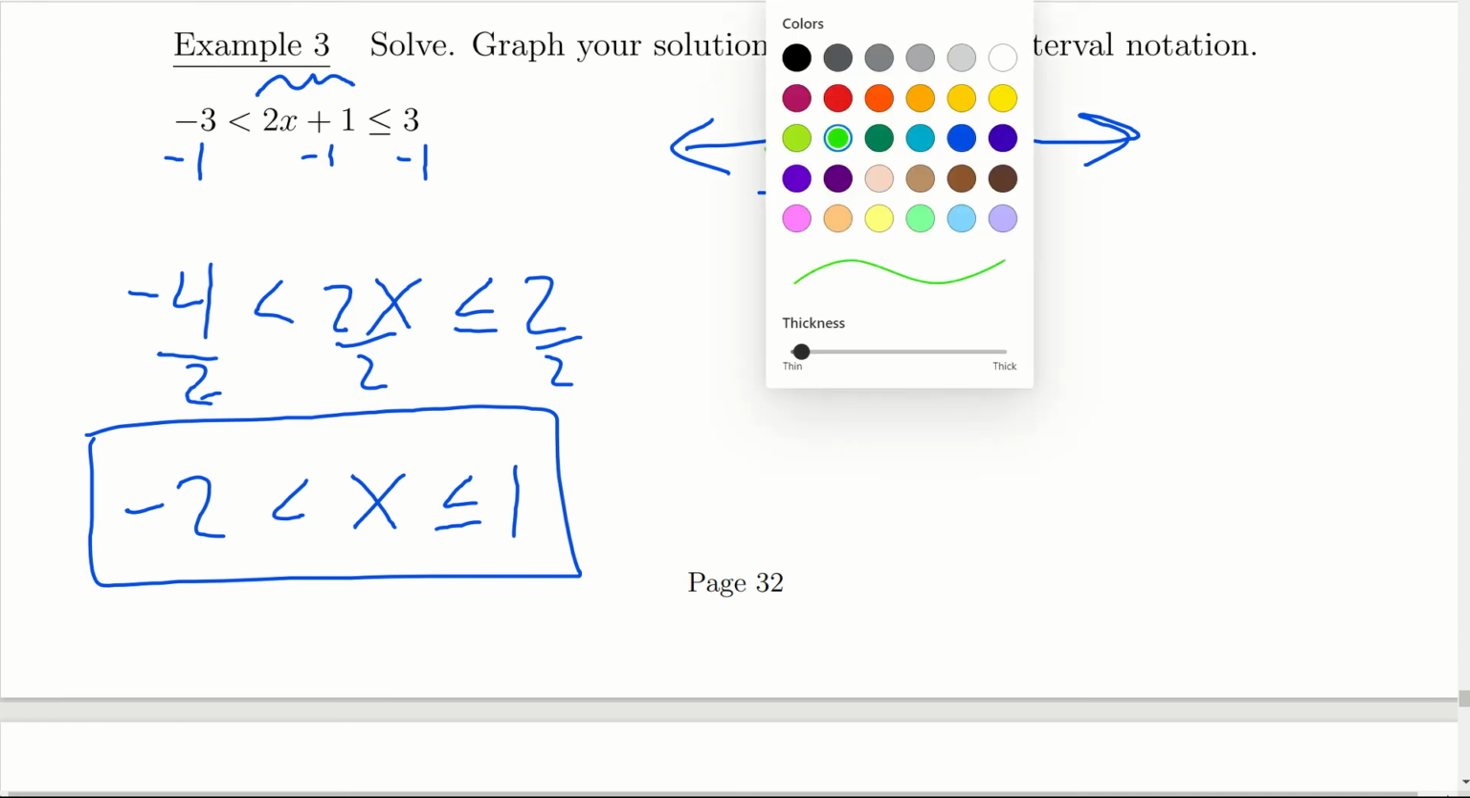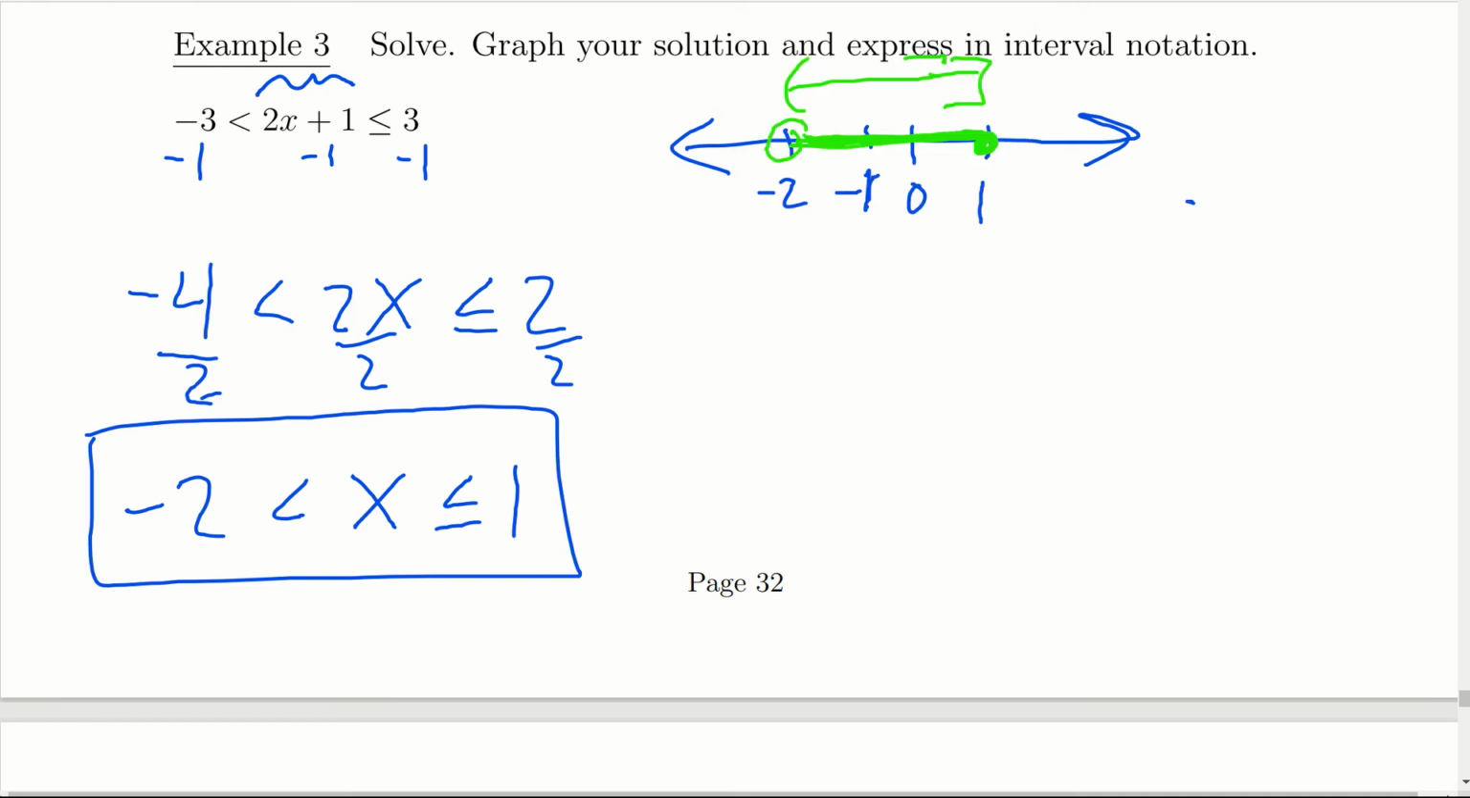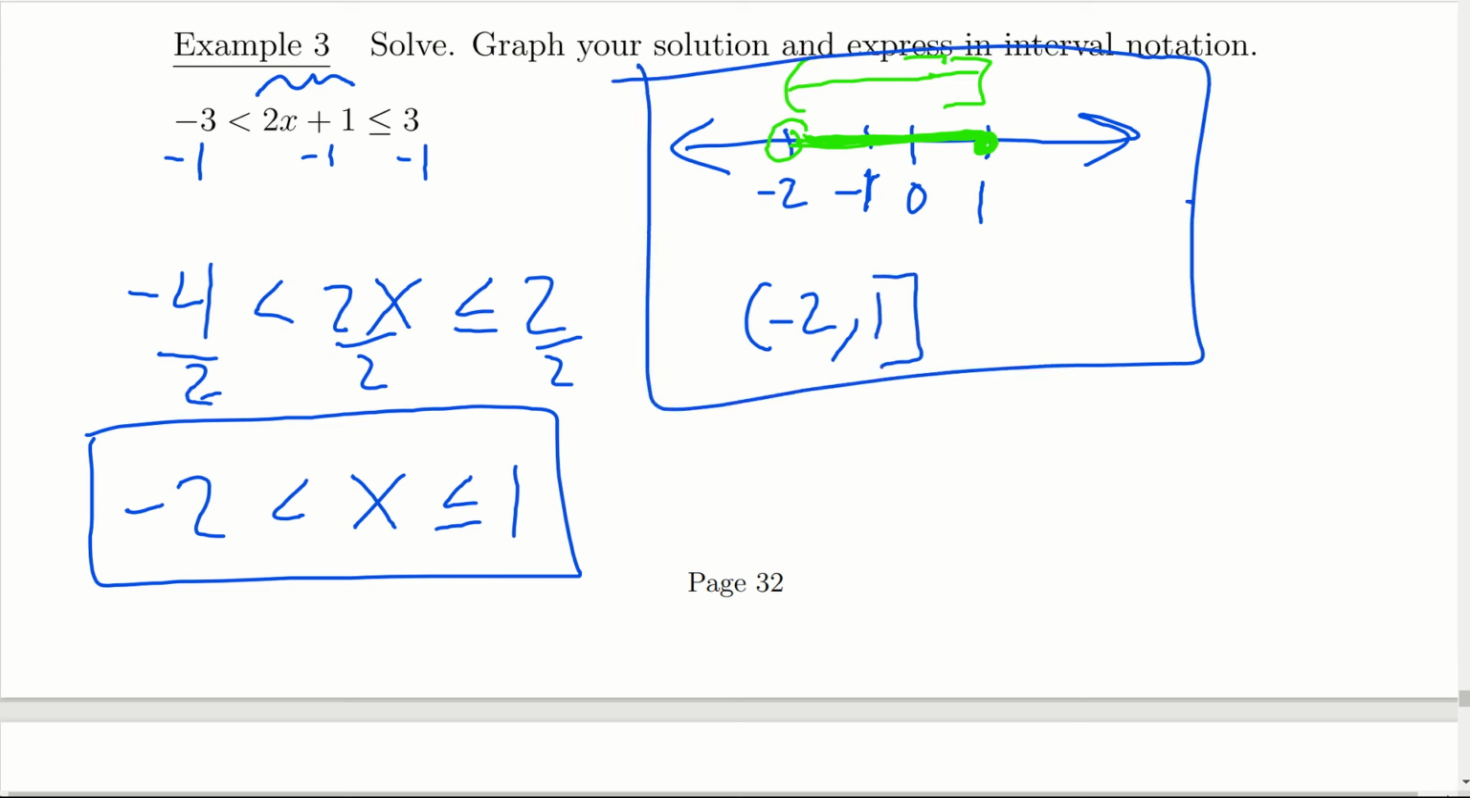We can now write this set in interval notation. Always go from left to right. The shaded region goes as far to the left as -2, which is not included, so that gets a parenthesis. It goes as far to the right as +1, which is included, so that will get a bracket. So we've now solved this compound inequality. We solved it for x, we graphed it, and we also wrote our solution set in interval notation.